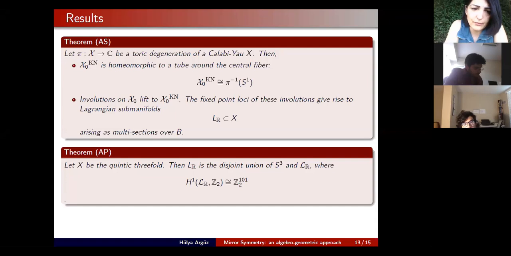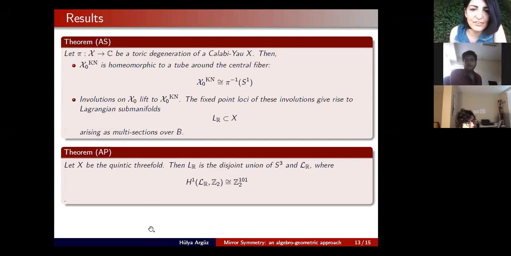I should say that we deduced information about cohomology groups of real Lagrangians in a more general setup for Calabi-Yau threefolds, not only for the quintic. So actually, maybe I can mention when we first wanted to understand the cohomology groups of real Lagrangians, which are interesting for various reasons. I think there is a question.